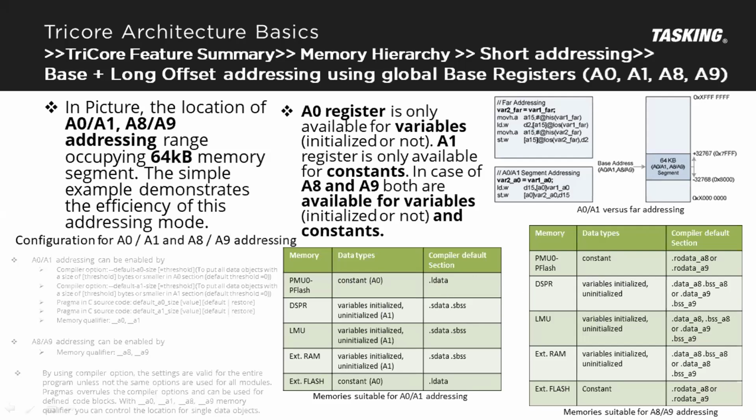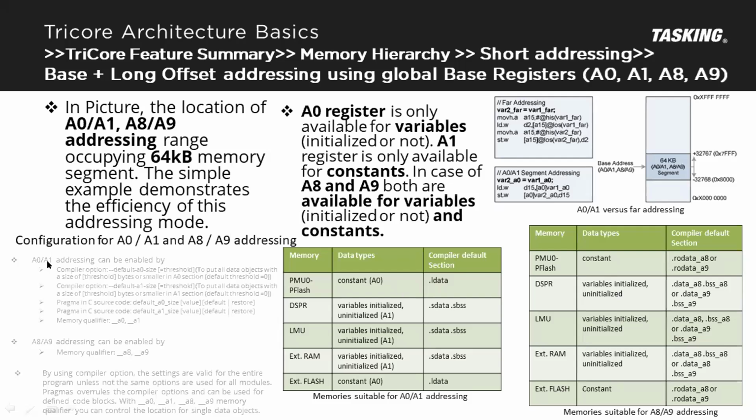For the A8 and A9 addressing mode, these are again the memories that are supported to use this addressing mode, and these are the data types that could be used. So the constants and the variables, if they are initialized or not, and again, the generated compiler sections. So how could you configure this from the compiler point of view?